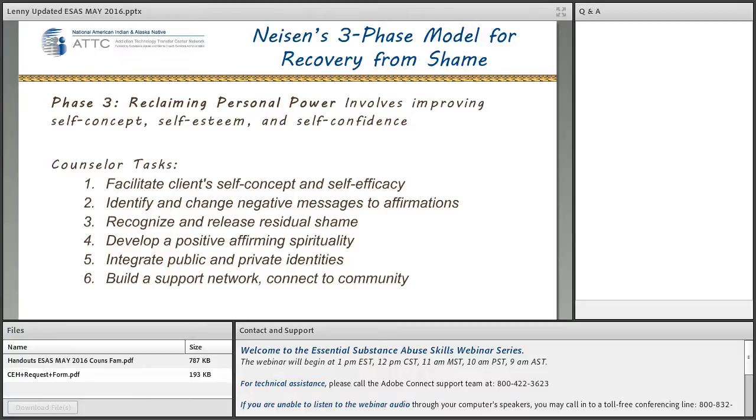Nissan's 3-phase model, phase 3, reclaiming personal power, involves improving self-concept, self-esteem, and self-confidence. So the counselor's task is to facilitate clients' self-concept and self-efficacy, identify and change negative messages to affirmations, recognize and release shame, and develop a positive affirming spirituality, integrate public and private identities, build and support networks, and connect to the community.